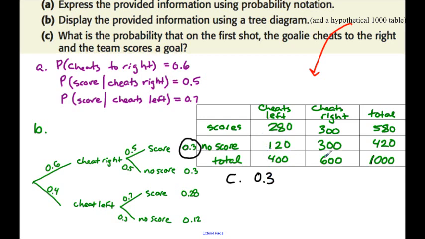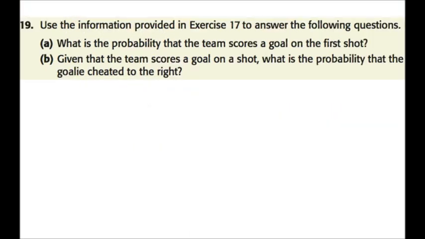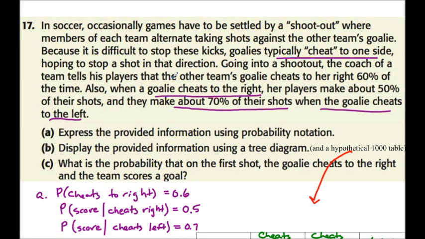If we're looking in our two-way table, cheats right and scores the goal, well, that would be right here, 300 out of 1,000, which is the same as 0.3. Okay? Now, we're considering this 19 here. It says, what's the probability that the team scores a goal on the first shot? Well, two ways to think about it.